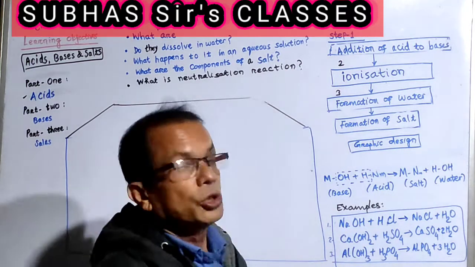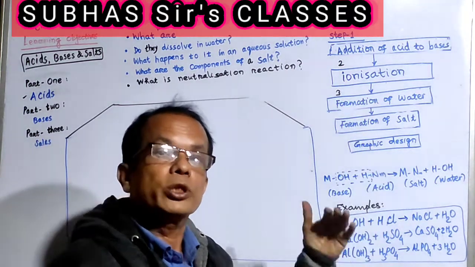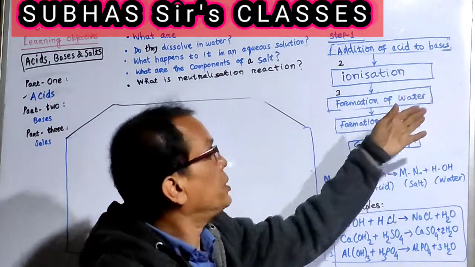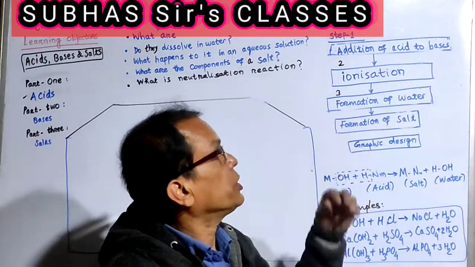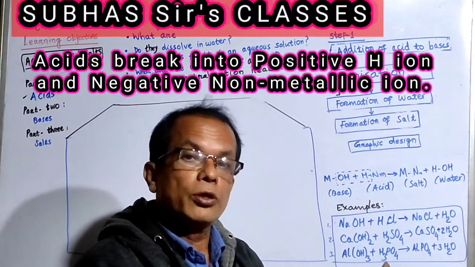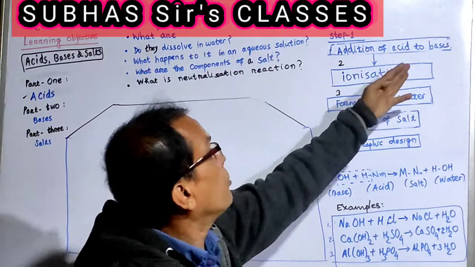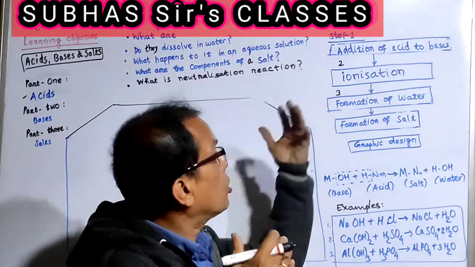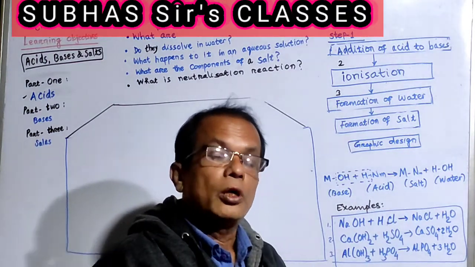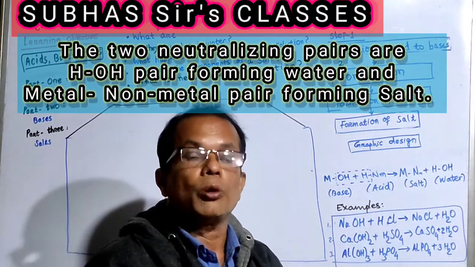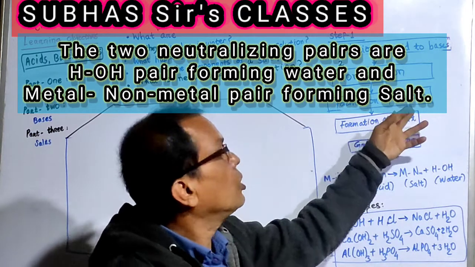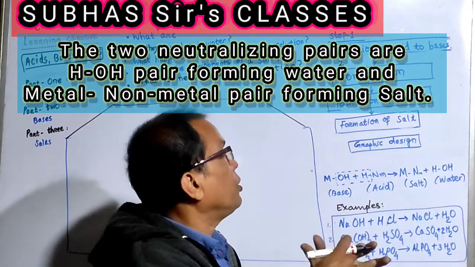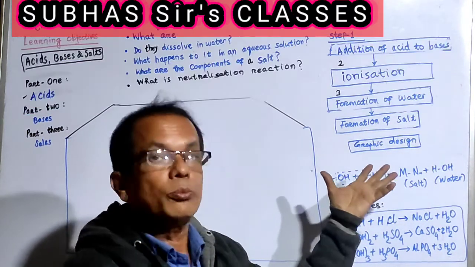If we just go through the processes involved during the formation of a salt, first you add an acid to a base, then the ionization process takes place. Acid breaks into H+ ion and the non-metallic ion, and bases break into the metallic ions and OH- ions. After this process of ionization is over, then H+ ion finds a chance to combine with OH- ion to form water, and the remaining metallic ion and non-metallic ion combine together to form a salt. This is as simple as that.